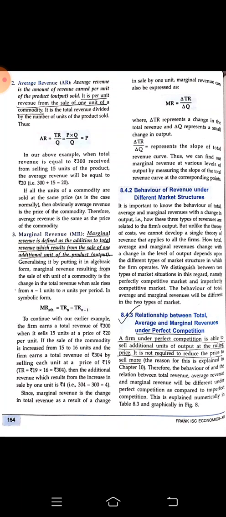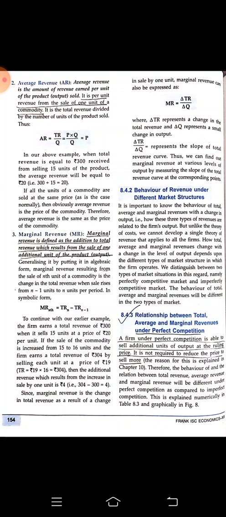Okay, next, marginal revenue. Marginal revenue is the change in total revenue with the sale of every additional unit of the output. So what is the relationship between total, average, and marginal revenue in a perfect competition market?